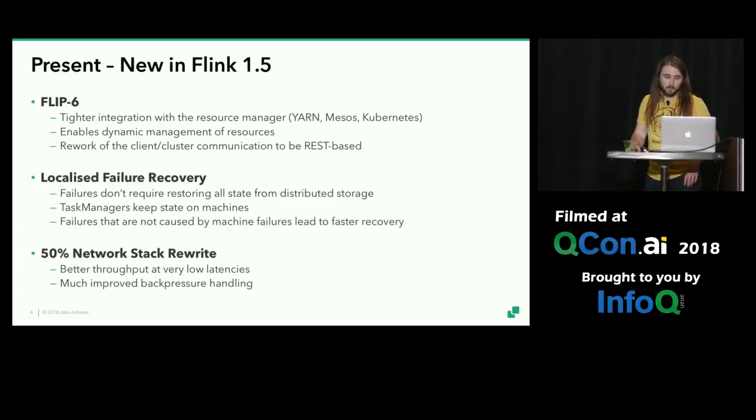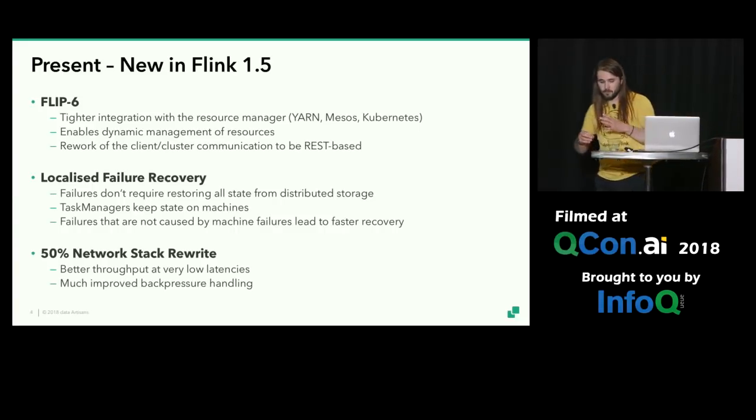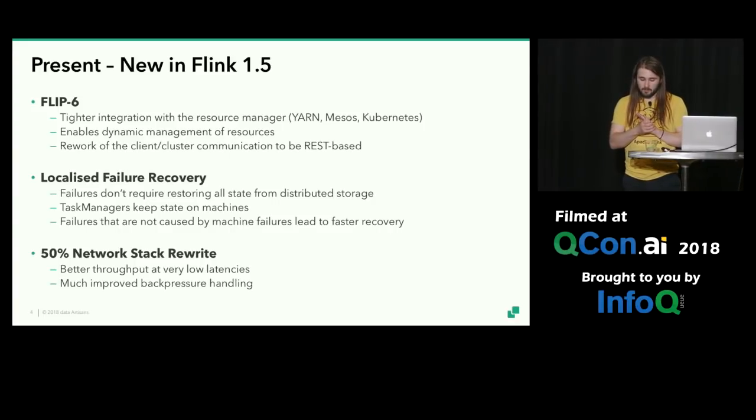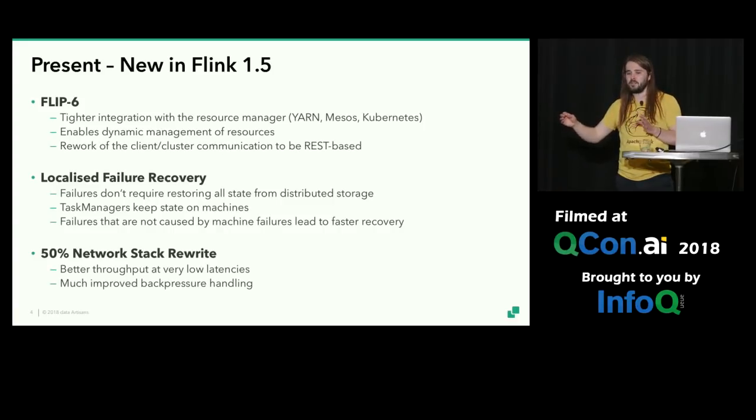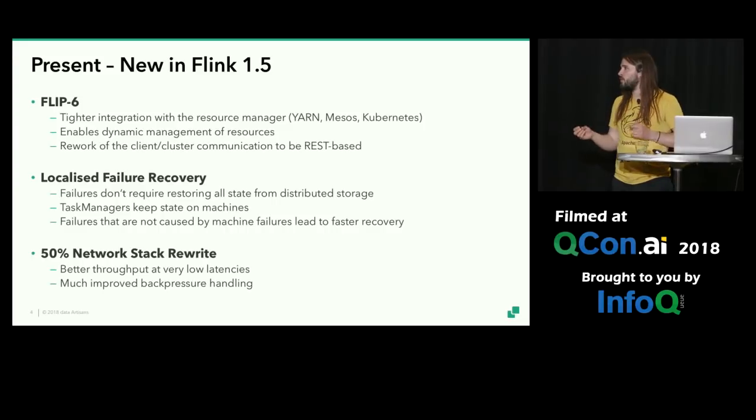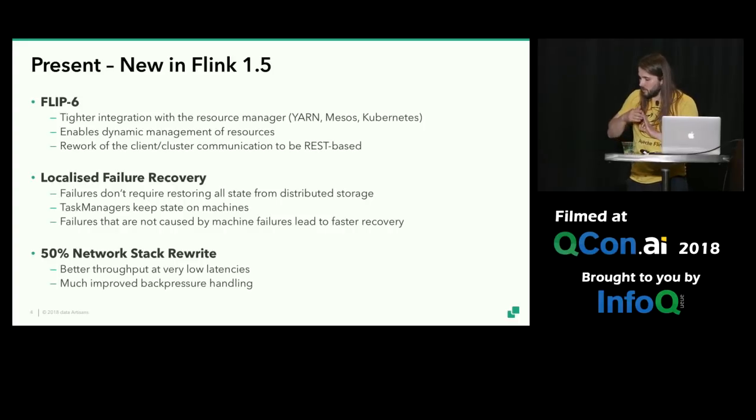Another big feature is what we call localized failure recovery. So Flink, as I said, is a stateful distributed processing system, meaning it is running on multiple machines, and these machines, they have state. And in a distributed system, failures can happen. And when these failures happen, the system somehow needs to recover from that. And what Flink traditionally uses is it periodically does checkpoints to a distributed file system, and then when a failure happens, it can roll back the state of all these distributed processes running on different machines to this checkpoint.